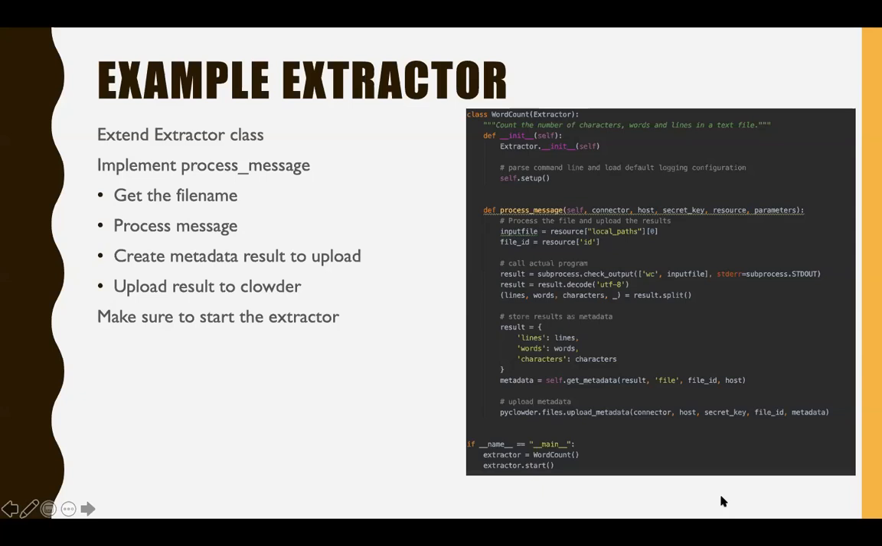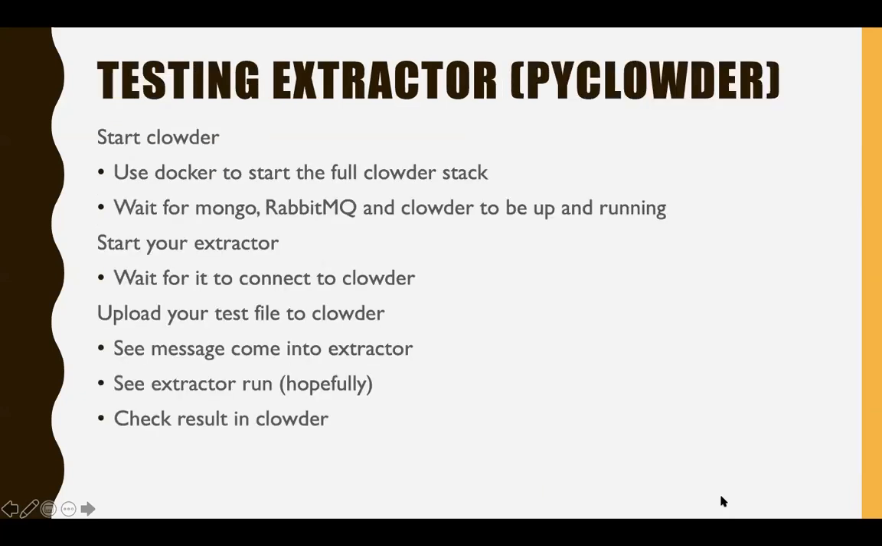So we have this example extractor, and the next step is to take it and start testing it. I start Clowder, and I use Docker because it makes life easy. I wait for the full stack to be up and running: Mongo, RabbitMQ, and Clowder. I start my extractor, which I could do in my development environment. I upload a test file to Clowder, I see the message come into the extractor, see the extractor run, hopefully all the way correctly to a finish, and then I go back to Clowder.